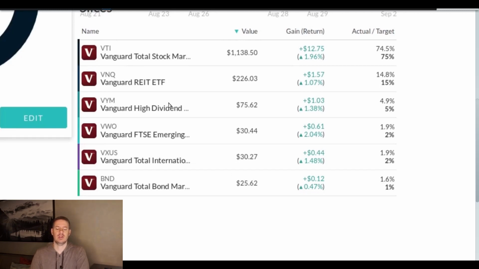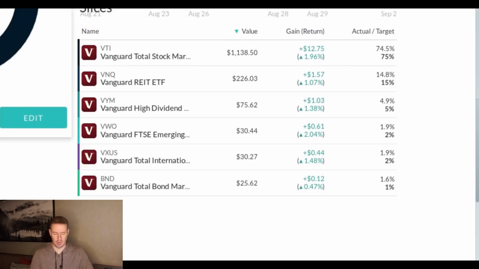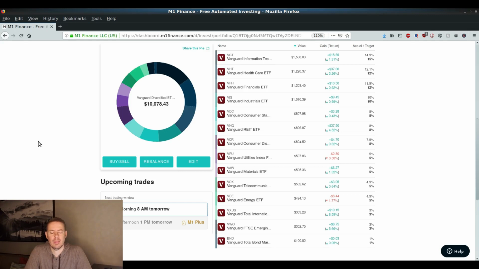I've made quite a few changes since then. So let's go ahead and take a look at what my portfolio looks like now. Okay, so we're logged into my M1 Finance portfolio here. This still has all the Vanguards in it. Now it has all of the 11 sectors, including the total international, the emerging markets, and the bond. And I'm going to tell you the reasons why I made these changes.